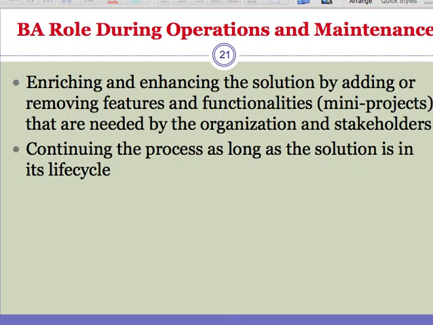So what is the BA's role? You are enriching and enhancing the solution by adding or removing features or functionalities, in the form of many projects that are needed by the organization and the stakeholders, and continuing the process as long as the solution is in the life cycle. So that is what you do during operation and maintenance.